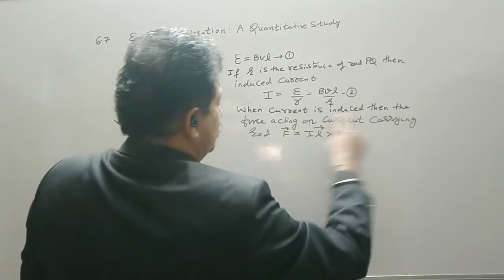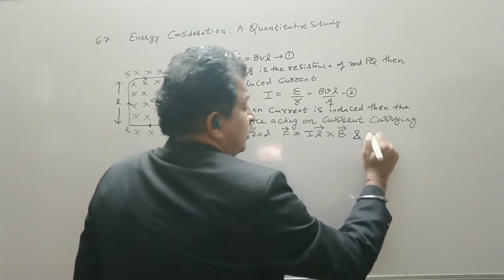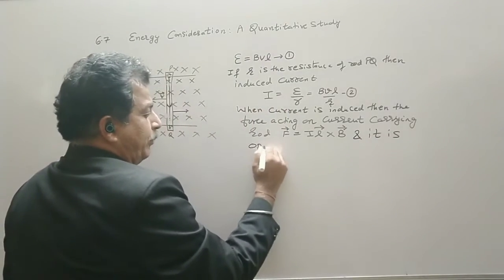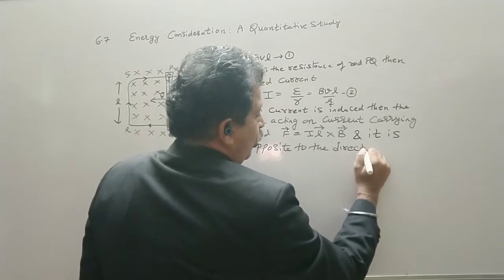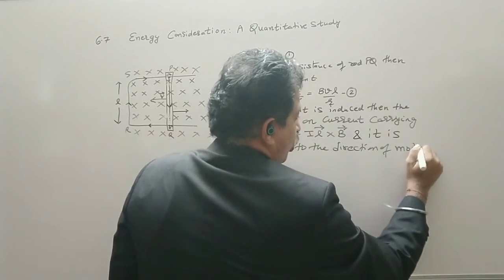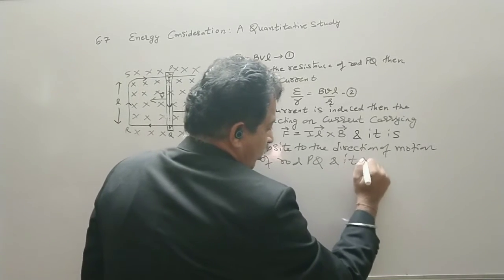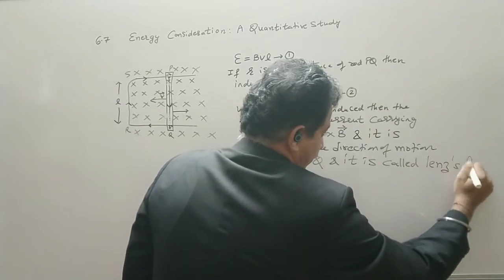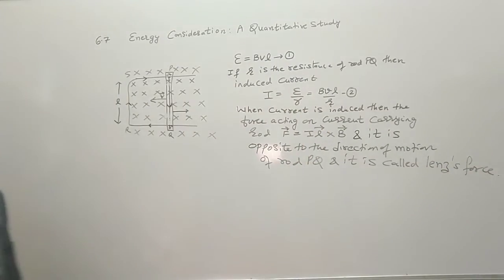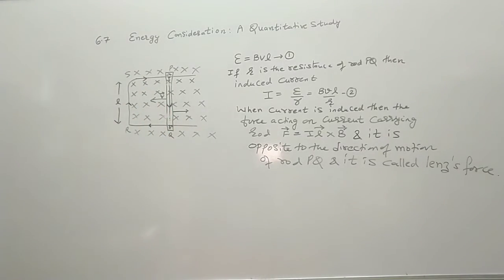So when current is induced, the force F acting on the current carrying rod is opposite to the direction of motion of rod PQ, and it is called Lenz's force. This force comes into the picture immediately as we start moving the rod in the magnetic field.